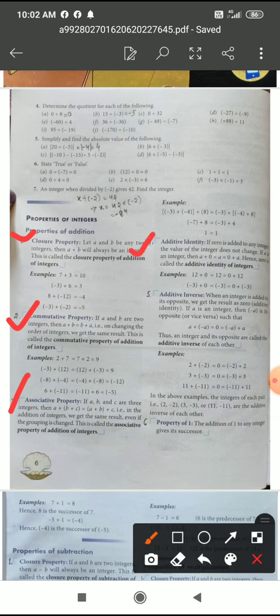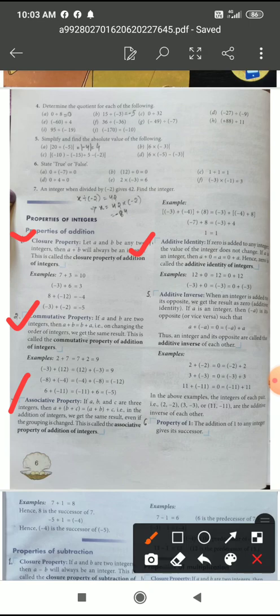Then comes number 4, additive identity. If 0 is added to an integer, the value of the integer does not change. If a is an integer, then a plus 0 equal to 0 plus a. The answer will always be a. Then number 5, additive inverse. When an integer is added to its opposite, we get the result as 0. And 0 is known as, children, additive identity. For example, a plus (minus a) equal to 0.